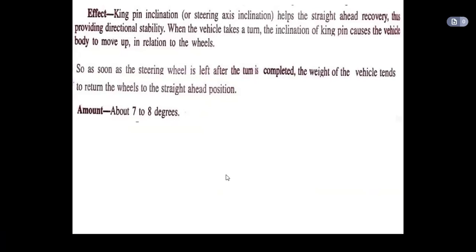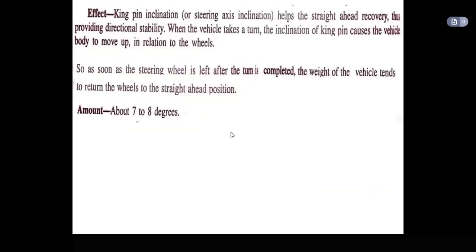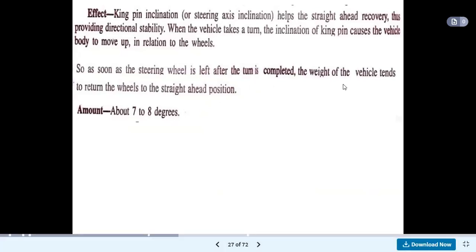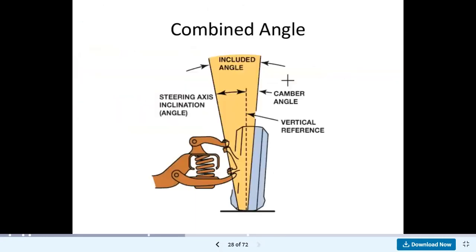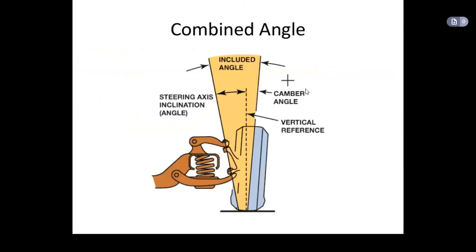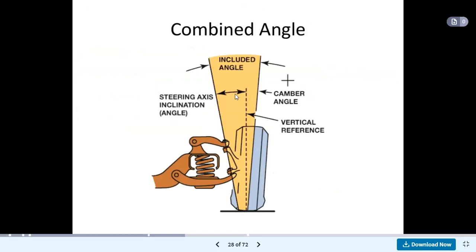When the vehicle takes a turn, the inclination of the kingpin causes the vehicle body to move up in relation to the wheels. So as soon as the steering wheel is released after the turn is completed, the weight of the vehicle tends to return the wheel to the straight ahead position, about 7 to 8 degrees. If we take combined angles, this is the steering axis inclination angle, this is the vertical reference, and this is the camber angle. If we combine both angles, this is called the included angle.